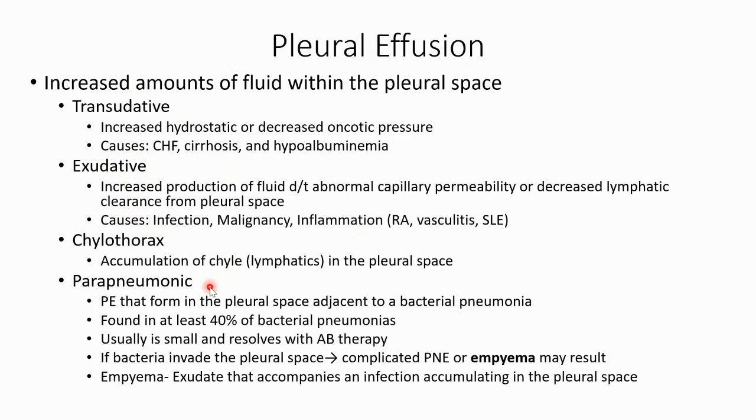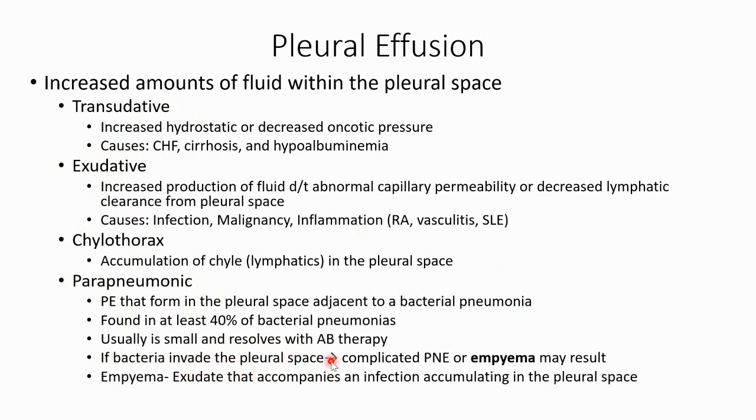And a parapneumonic pleural effusion is a pleural effusion that forms in the pleural space adjacent to a bacterial pneumonia in the lung. So again, that bacteria leaks into that pleural space. It's exudative, but it is due to a pneumonia. Found in at least 40% of people with bacterial pneumonias get a parapneumonic pleural effusion, which is an exudative. Usually is small, and they can resolve with antibiotic therapy.